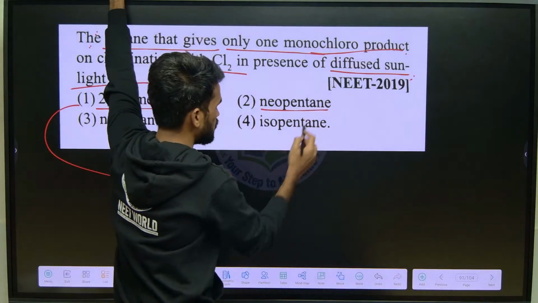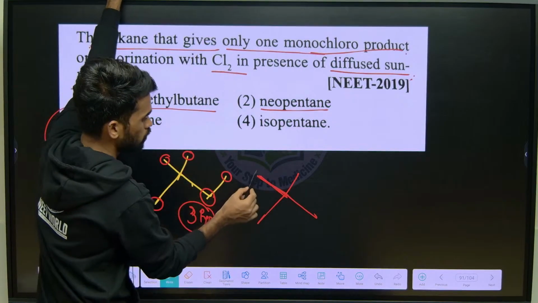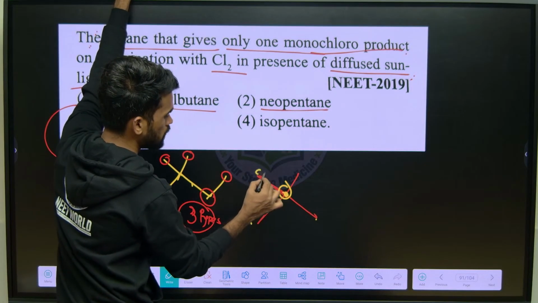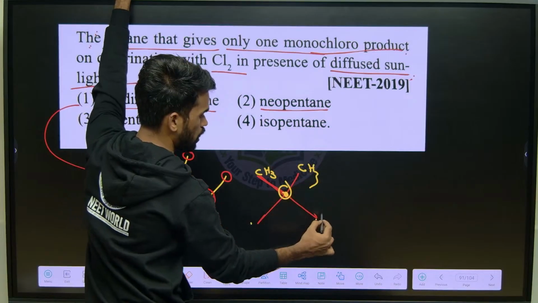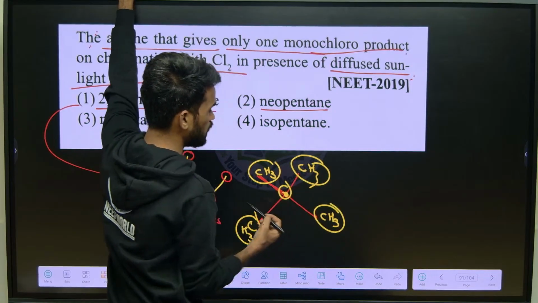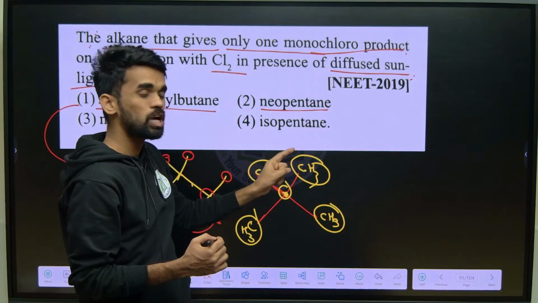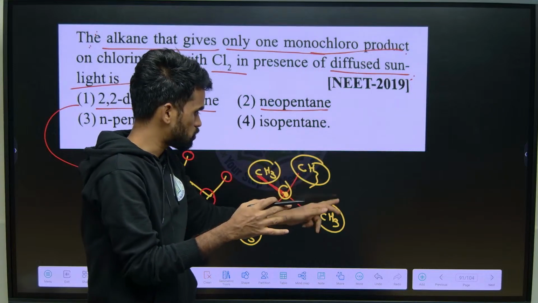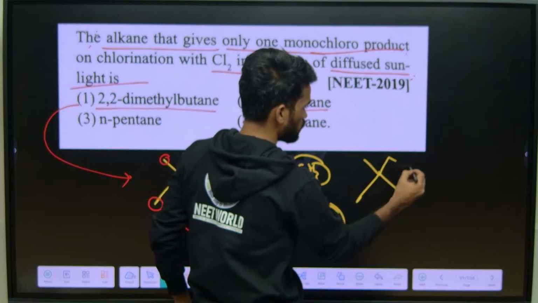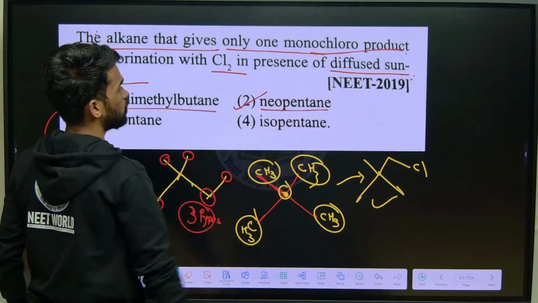If I say neopentane, how do you write its structure? This is the structure of neopentane. Just check how many carbons are there: 1, 2, 3, 4, 5. Five carbons are there, but there is no hydrogen on the central carbon. Only the methyl group hydrogens are there, so all these terminal hydrogens are the same. If you replace one of these hydrogens with chlorine, the monochloro product will be the same whichever hydrogen you substitute, giving only one type of product. So what is the answer? Neopentane is the answer for this question.